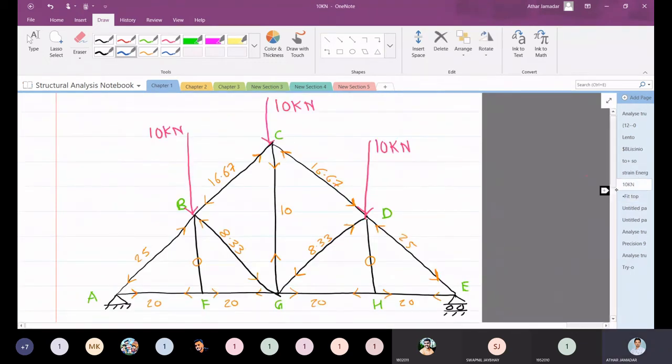Okay, so for this particular example, we will find out deflection under point G. So you can take the example: find out deflection under point G due to this external loading.